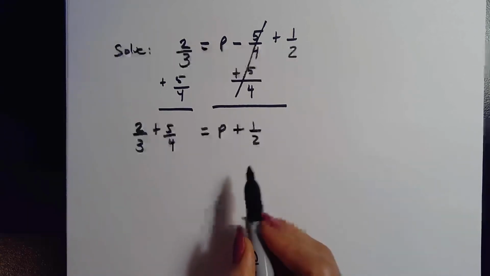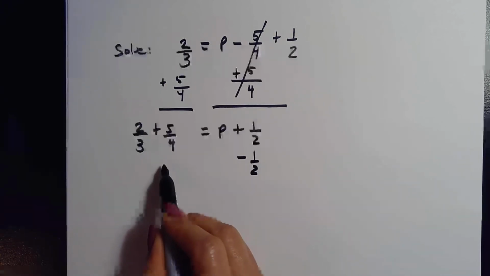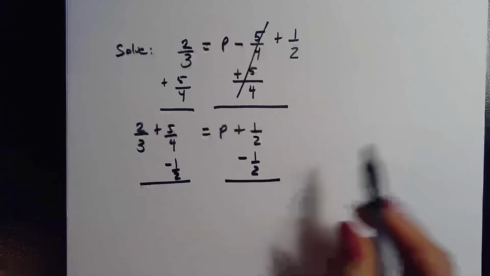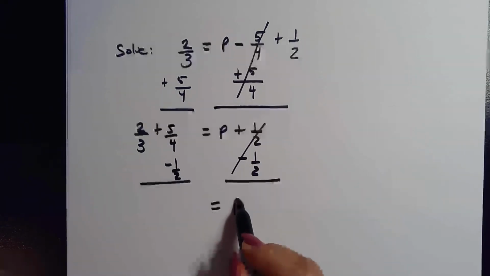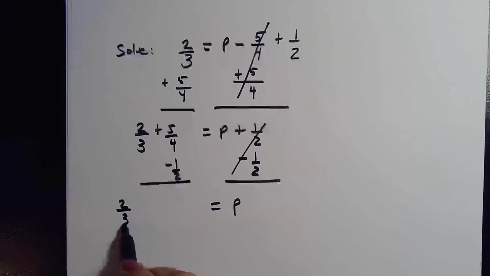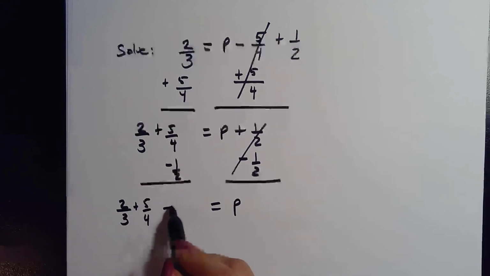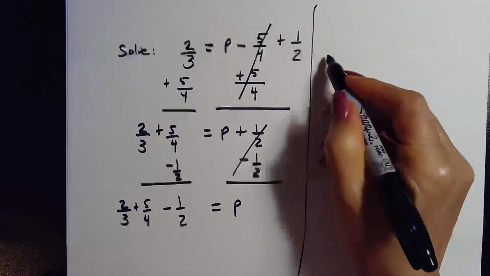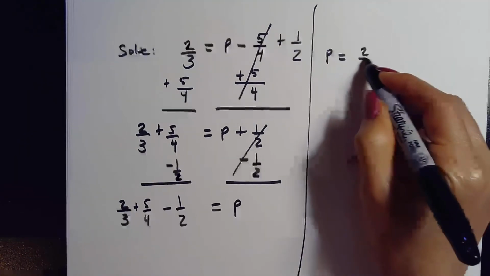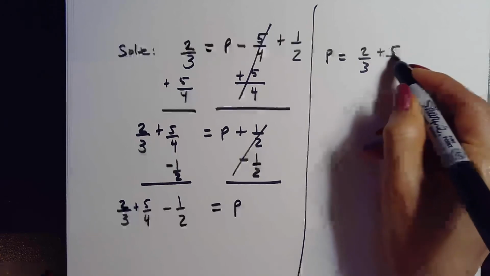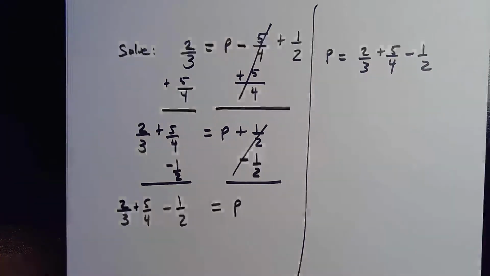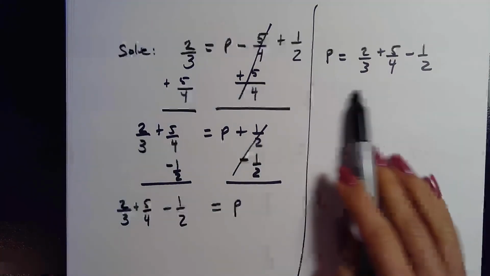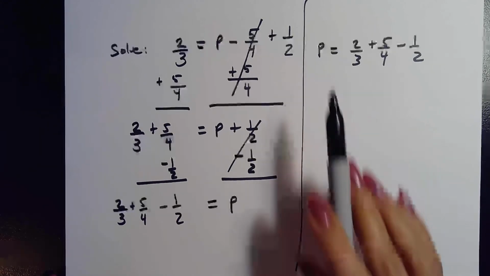And then I'm going to subtract 1/2 from both sides, right? And that's going to get rid of the 1/2. And so you bring down the p. And now you have 2/3 plus 5/4 minus 1/2. So all the fractions are in one side. And you can write p equals 2/3 plus 5/4 minus 1/2, because it's always easier to read an equation where the variable is on the left side.